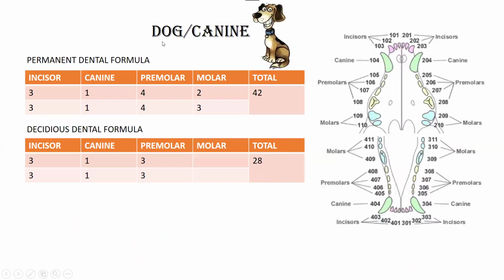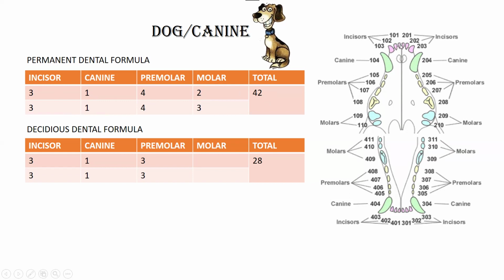So let's see the dog. The dog has a dental formula of 3 by 3, 1 by 1, 4 by 4, 2 by 3. So you see here it is not a 3, rather 2. So its total teeth are 42, not 44. Okay, let's see its teeth on the Triadan system, basically.